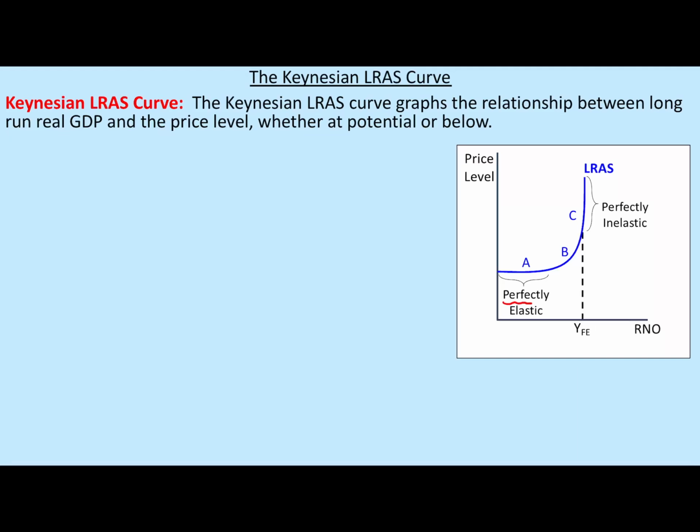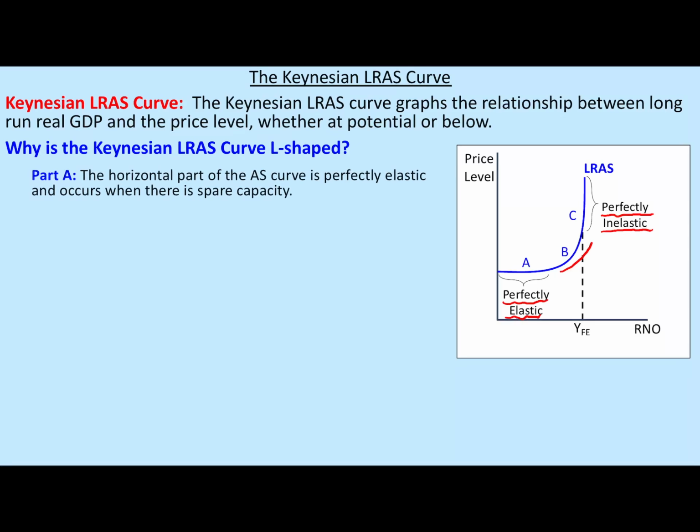There's a perfectly elastic part, i.e. a horizontal part, and we have a perfectly inelastic part, i.e. a vertical part, and we have this kind of transition zone here as we go from perfectly elastic to perfectly inelastic. So, why does the Keynesian LRAS curve have this sort of backwards L shape?